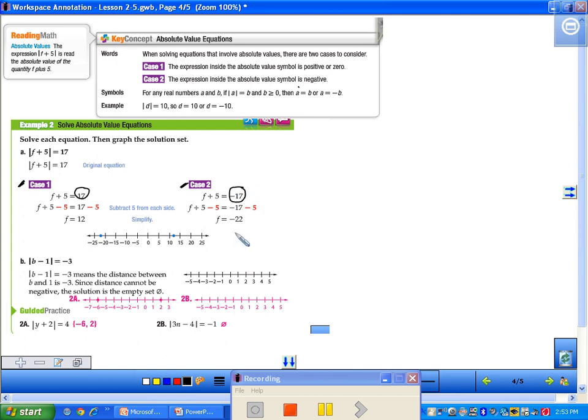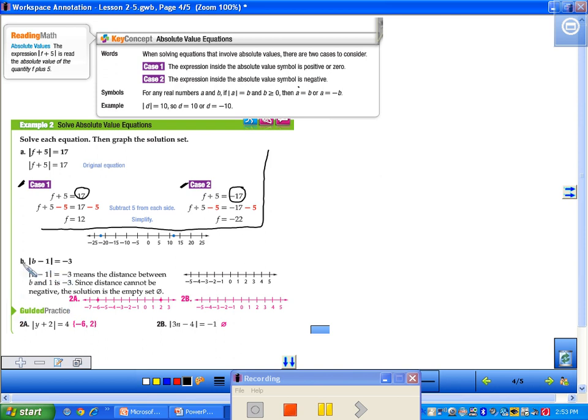negative 17. So f plus 5 equals 17. Subtracting 5 from both sides, f equals 12. Then in case 2, you let it be negative 17. We're going to subtract 5 from each side, and f equals negative 22. So this is the only part we're going to focus on now. I want you to just focus on setting up the two equations and solving for the positives and the negatives.